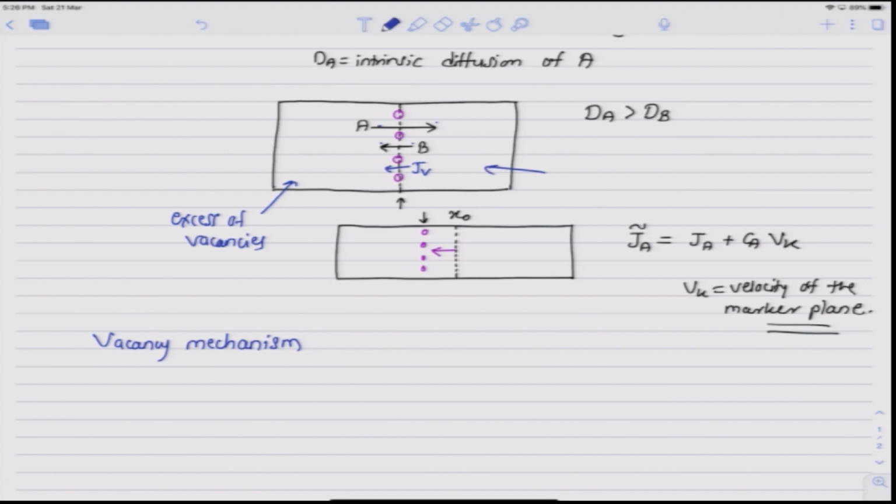whereas vacancies will be in short supply on the right side of the alloys. This excess and shortage, I am talking with respect to their equilibrium concentrations. Now, in order to maintain the equilibrium concentration, on the left side the vacancies have to be annihilated, whereas on the right side of this couple the vacancies have to be created, and so the sources and sinks of vacancies will play an important role here.